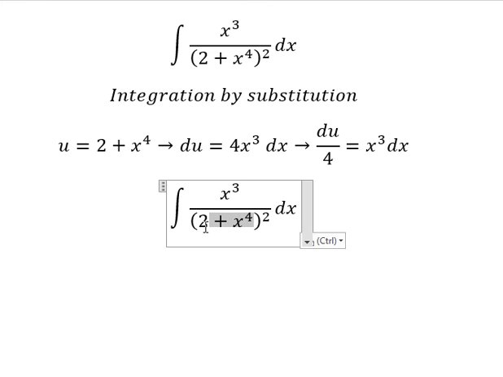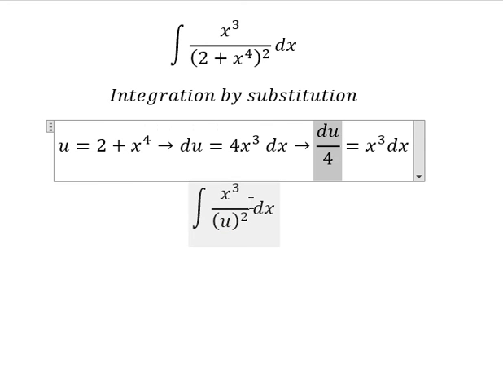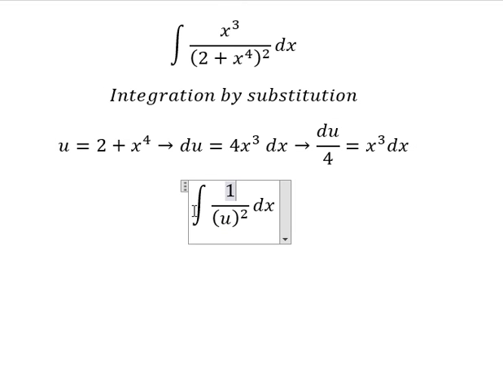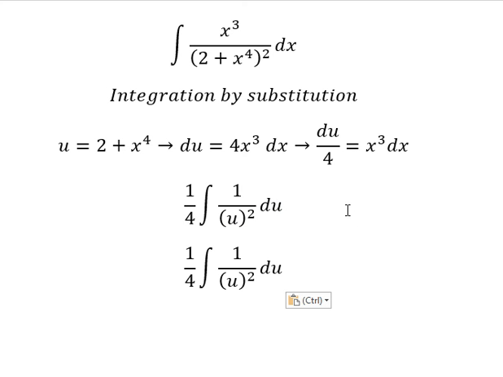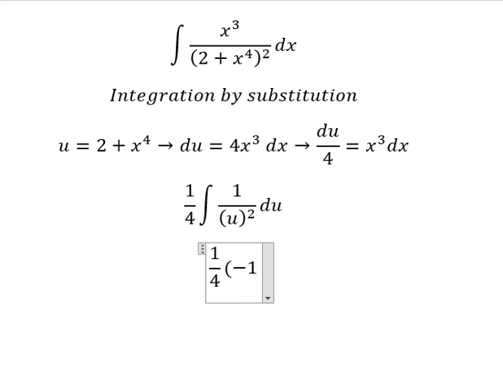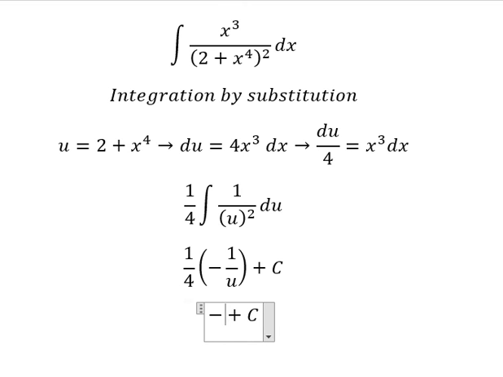So this one we change to u. The x to the power of 3 dx we change to this one. So the integration of this one, we have negative 1 over u, and I will put c. So this one we can simplify it, and we have negative 1 over 4u.